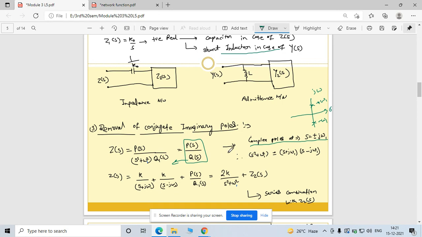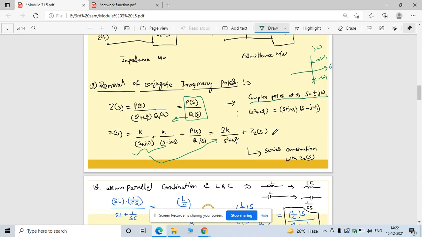That's why this is a complex conjugate, and that's why we consider k as common for both. So k1 by s plus j omega 1 plus k by s minus j omega 1, plus the rest of the part, P by Q1(s). This term is generally observed, the numerator is the same, so you can represent this as 2k s by s square plus omega 1 square, and this is your Z2(s). Now this represents the series combination of Z2(s).